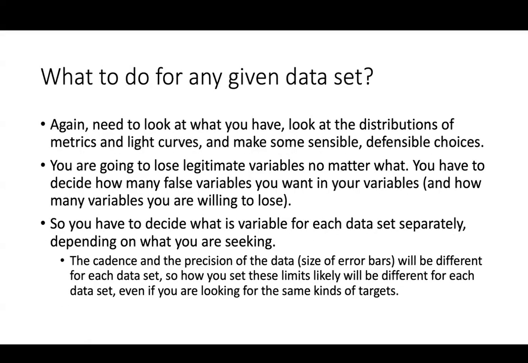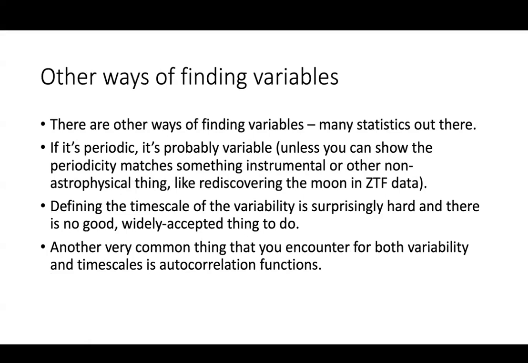So what do you need to do for any given data set? You need to look at what you have. You need to look at the distribution of metrics. You need to look at the light curves and make some sensible and defensible choices. You're going to lose legitimate variables no matter what. You have to decide where your trade-off is. And you have to set those limits for each data set separately depending on what you're seeking, because the cadence, the precision, and the science that you're doing is going to be different. Even if you're doing the same science, you may need to set different limits for different data sets.